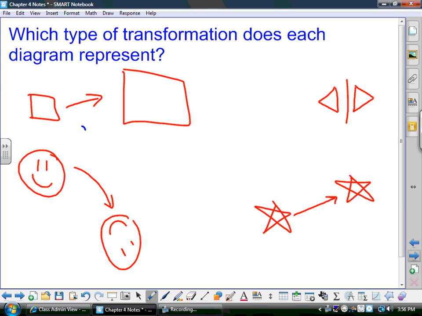The first picture is a dilation. The one with the triangles is a reflection. The smiley faces are a rotation. And the stars are a translation.